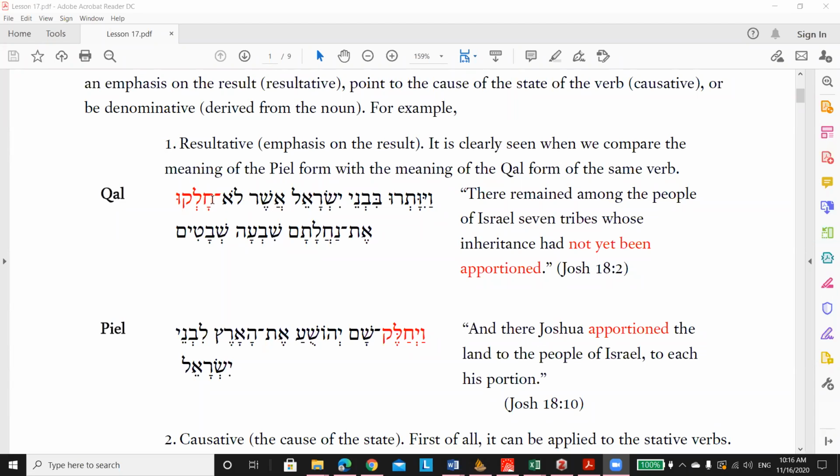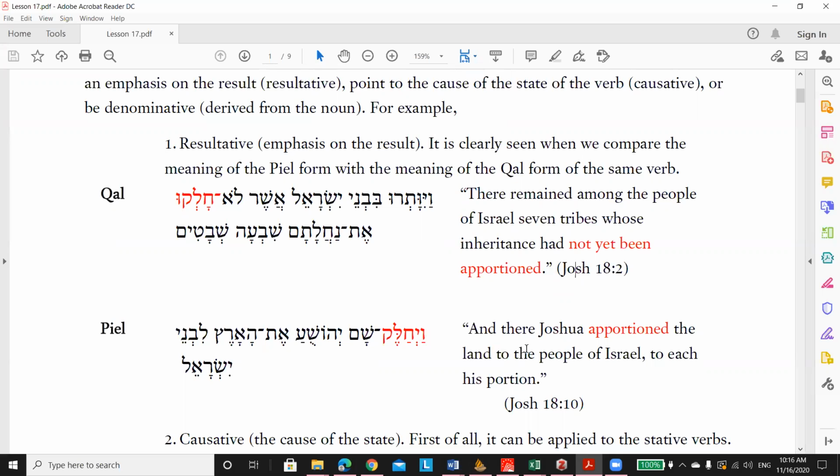And you can see the example in Joshua 18:2 and in Joshua 18:10. So the same verb occurs in two different stems. This one is in Kal and this one is in Piel. And look at the difference. There remained among the people of Israel seven tribes whose inheritance had not yet been apportioned. So it was not divided, the land was not divided yet for them.